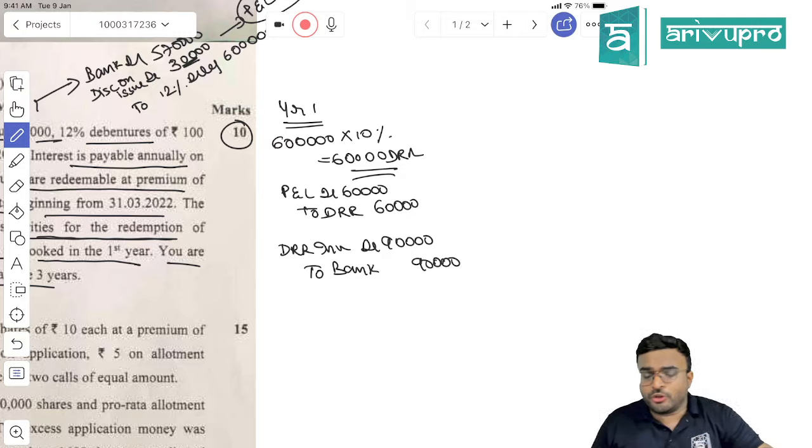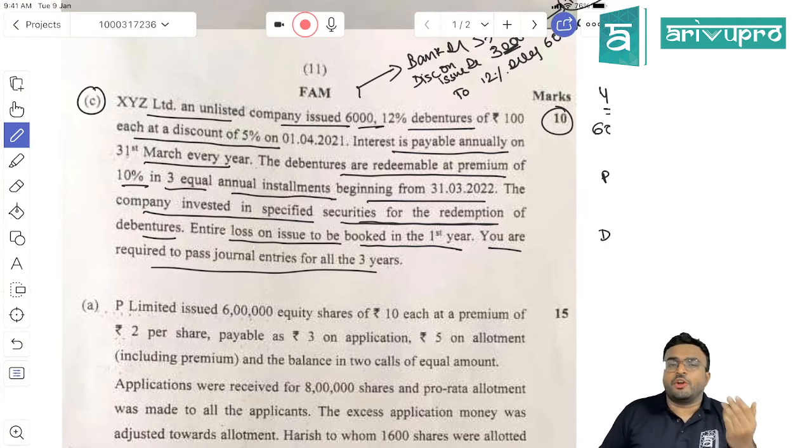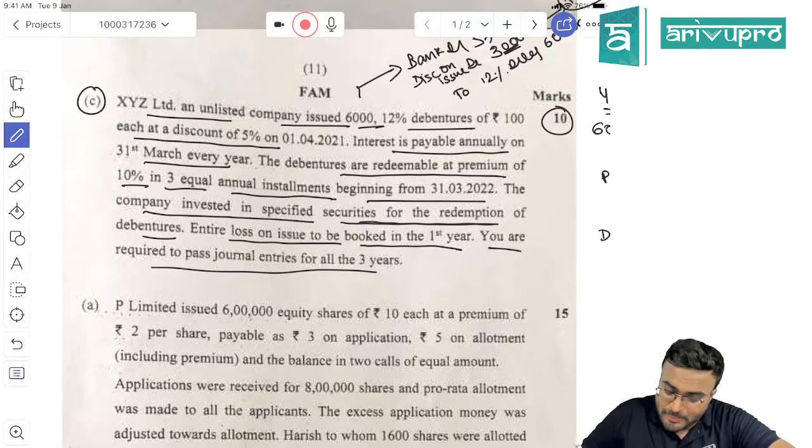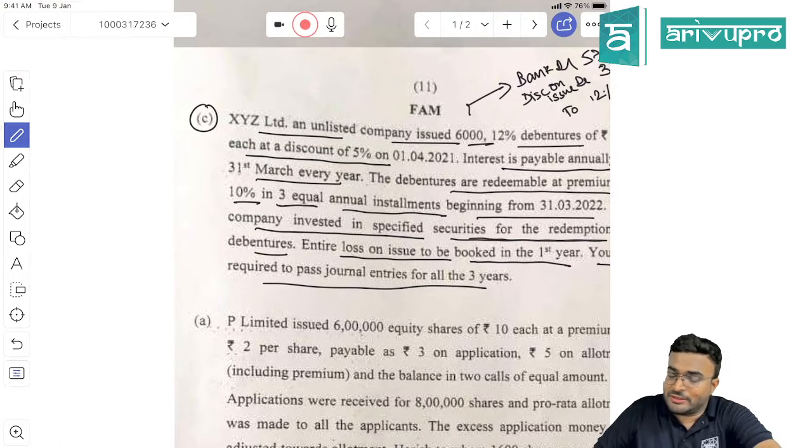90,000, this you are going to do. After this, what are you going to do? Every year you are going to pay interest. But debentures are redeemable at a premium. So understand this over here. This also we know, right?